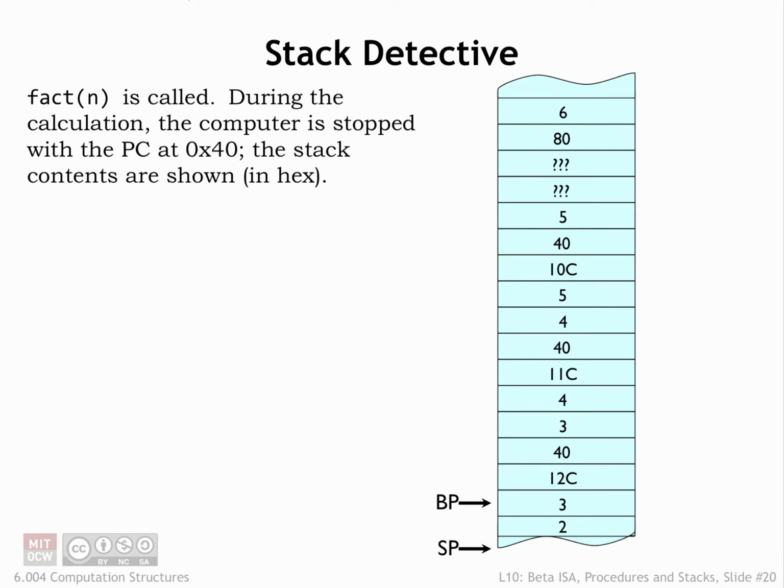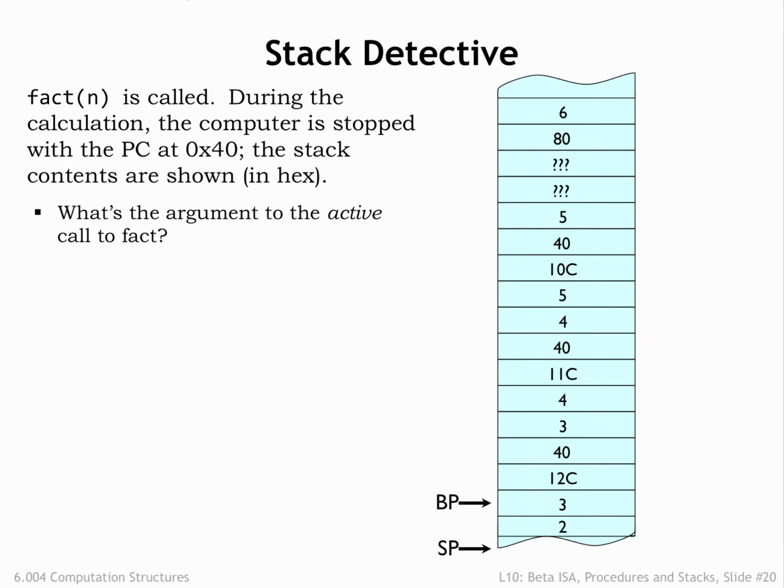Let's practice our newfound skill and see what we can determine about a running program which we've stopped somewhere in the middle of its execution. We're told that a computation of fact is in progress and that the PC of the next instruction to be executed is hex 40. We're also given the stack dump shown on the right. Since we're in the middle of a fact computation, we know that the current stack frame, and possibly others, is an activation record for the fact function.